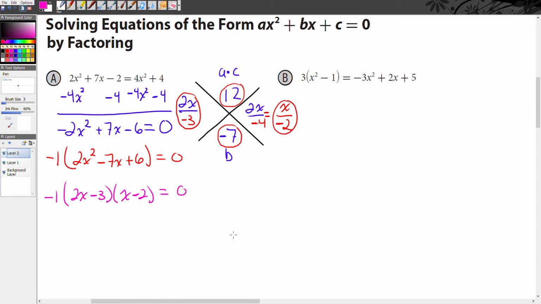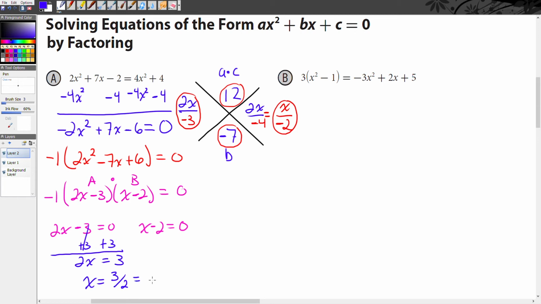Then we go to our zero product property. If a times b equals 0, then either a equals 0 or b equals 0, or both. So now we set up our two equations. My first equation is going to be 2x minus 3 equals 0, and my second equation is going to be x minus 2 equals 0, and then we solve both of these equations. This first equation here, I have to add 3 to both sides. And this gives me 2x equals 3. And then when I divide by 2, I get x equals 3 over 2, or 1 and 1/2.